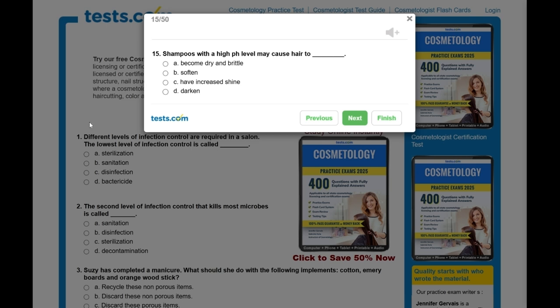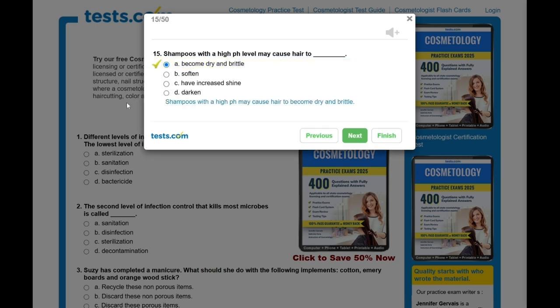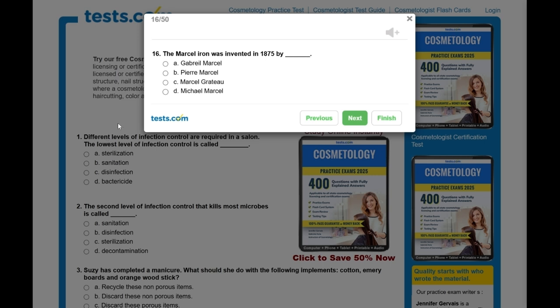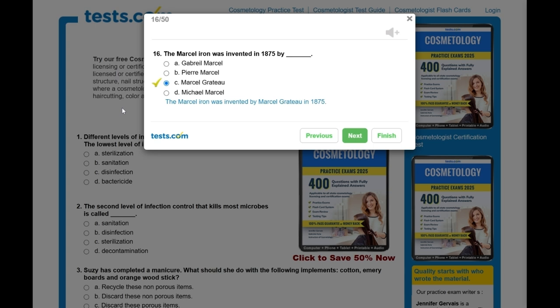Question 15. Shampoos with a high pH level may cause hair to A. Become dry and brittle, B. Soften, C. Have increased shine, D. Darken. A. Become dry and brittle. Shampoos with a high pH may cause hair to become dry and brittle. Question 16. The Marcel iron was invented in 1875 by A. Gabriel Marcel, B. Pierre Marcel, C. Marcel Gratteau, D. Michael Marcel. C. Marcel Gratteau. The Marcel iron was invented by Marcel Gratteau in 1875.